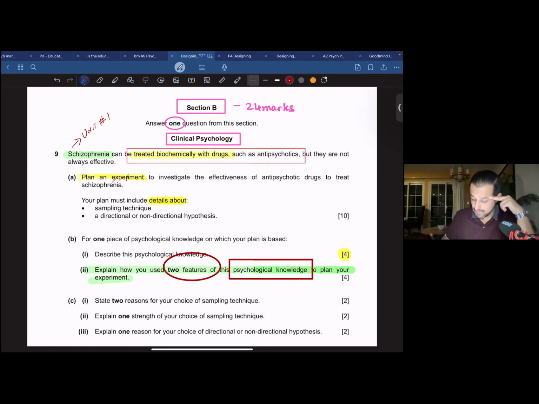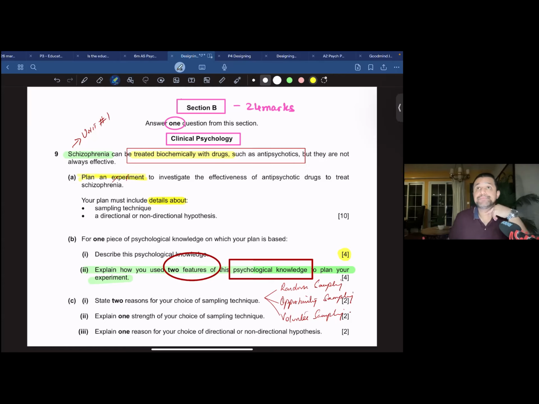To name them, you had random sampling, you had opportunity sampling, and you had, what is the third one? Volunteer sampling, also referred to as self-selecting sample. So of course, when you're designing or planning an experiment, you would decide what particular sampling technique you would want to use to be able to recruit your sample, right?